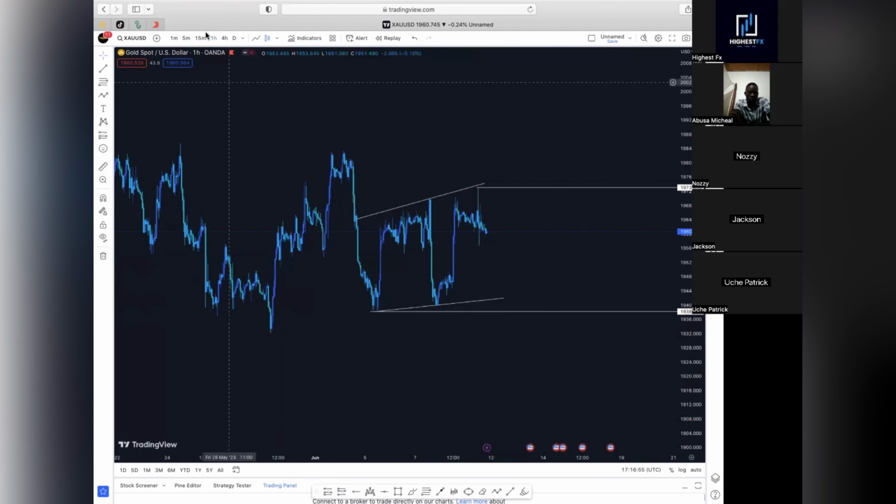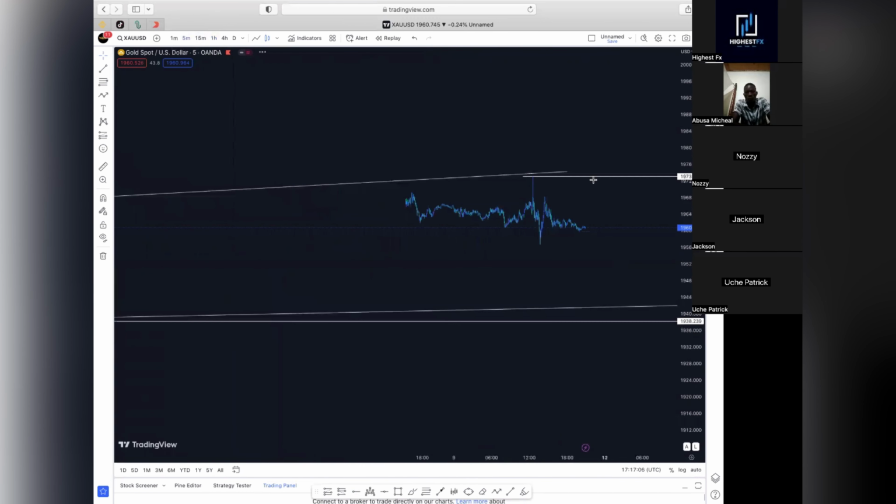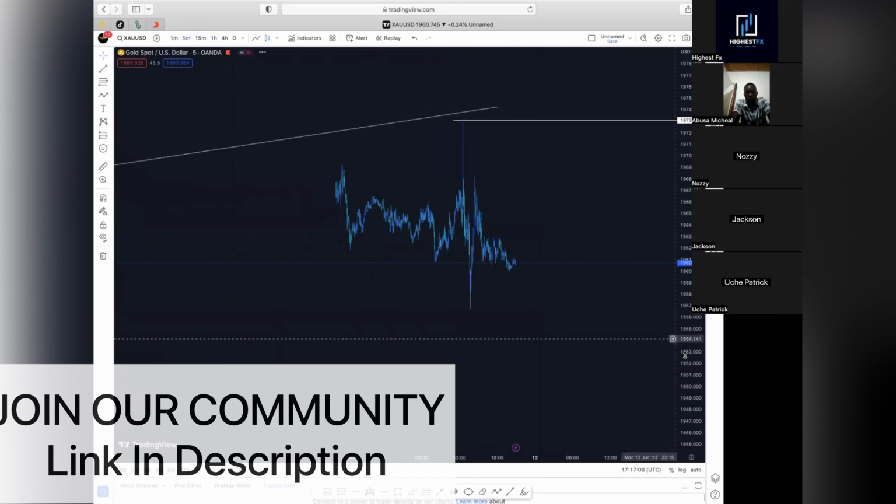I also looked at the lower time frame. This is the 1 hour. So let's look at the lower time frame, the 5 minute. This is how I look at gold: on the 1 hour and the 5 minute. I don't go to the daily because it is really, really volatile. So I just look at the 2 time frames I trade.